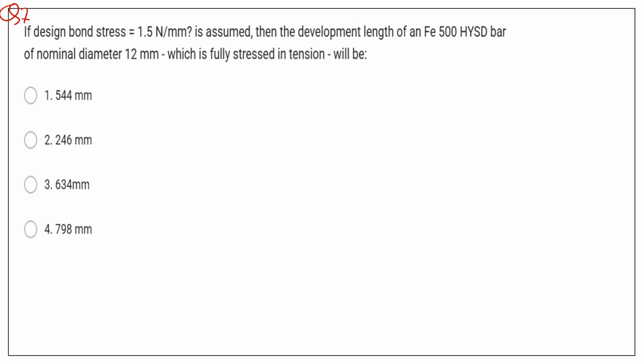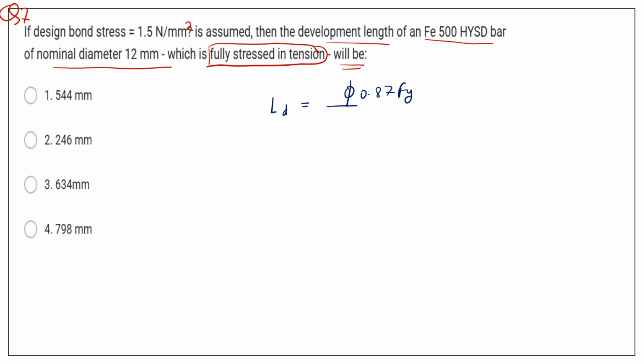The design bond stress 1.5 Newton per mm square is assumed. Then the development length of Fe 500 HYSD bar of nominal diameter 12 mm, fully in tension, will be. So for development length, the formula is LD is equal to 0.87 Fy phi divided by 4 tau BD. So this is the formula for the development length.